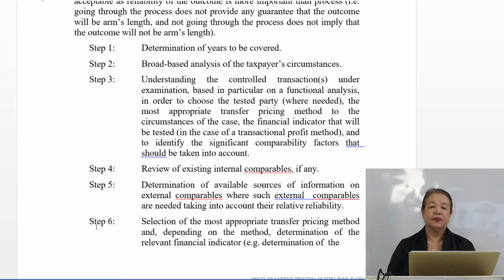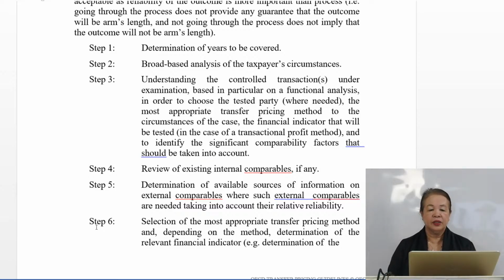to the annual income tax return, nandoon na, can be used by the examiner in their broad-based analysis of the taxpayer circumstances. Why? Kasi nandun na lahat ng disclosures on related party transactions. And of course, kasama din doon yung documentation.